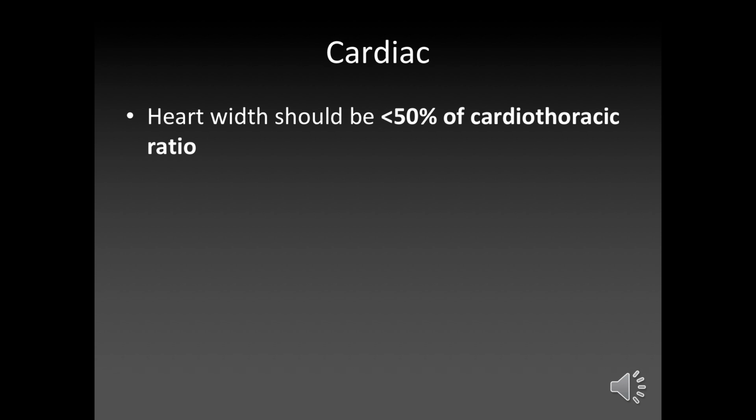So moving on to the heart. The heart width, and you'll hear this repeated all the time, should be less than 50% of the cardiothoracic ratio, but that's only on a PA view. You can't make that assessment on an AP.